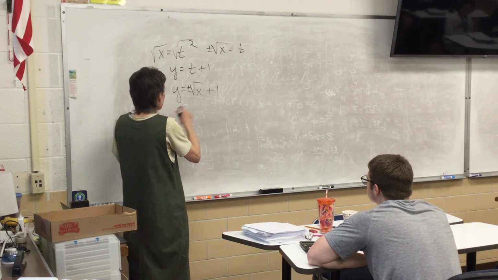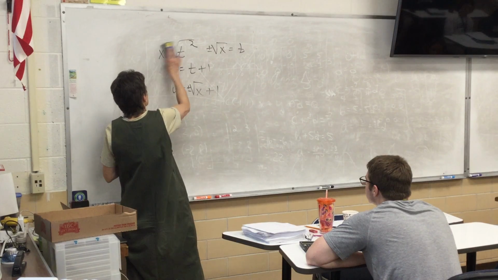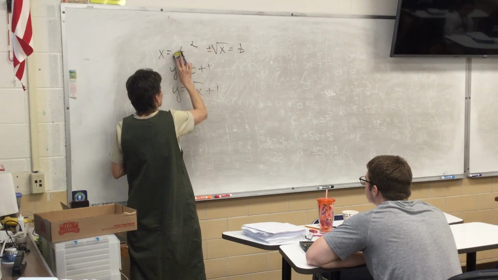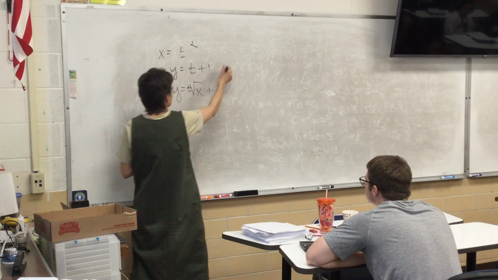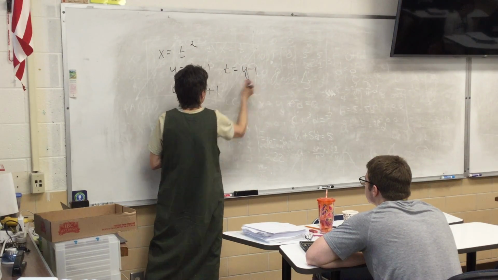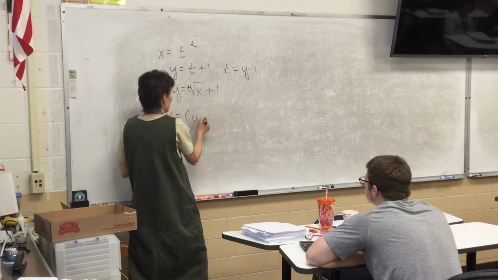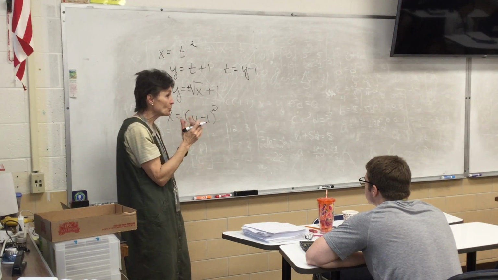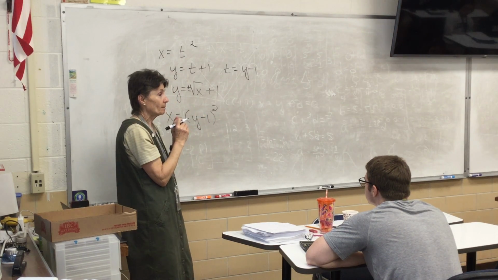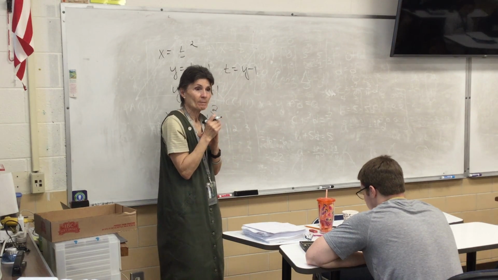Now, you could avoid that. There's nothing wrong with doing it that way. You could avoid that by just saying, okay, well, t is y minus 1 in this equation right here. So x equals y minus 1 squared. That would take care of it, and there's no issue there. Anyway, there you go.